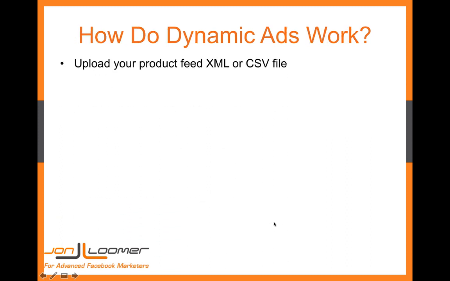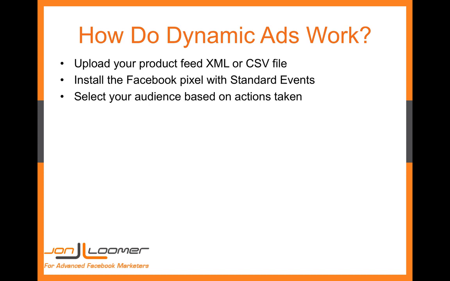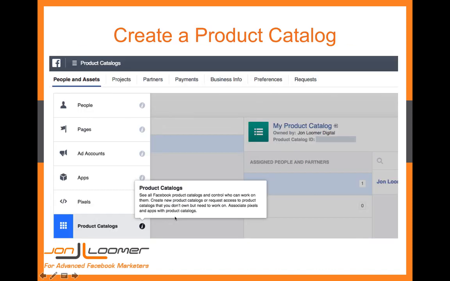So how do they work? You upload a product feed XML or CSV file to Facebook of all your products. You obviously install the Facebook Pixel. You've got to use events on your site that we've talked about before. And you've got to select your audience based on actions taken that you want to target. Then you create an ad template. So basically, depending on the page they visit, what kind of ad are they going to see? And automatically pull in certain information. Again, that's where that product feed XML is going to feed into these ads. It's going to fill those ads.